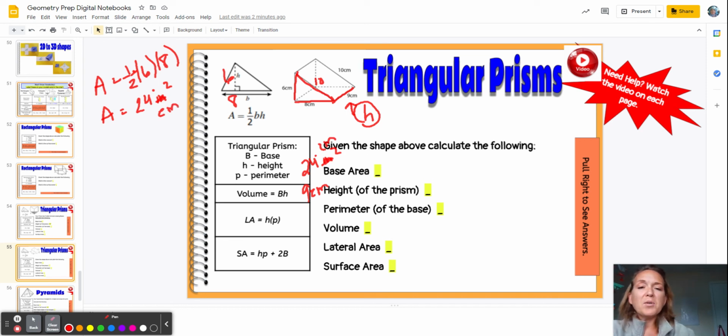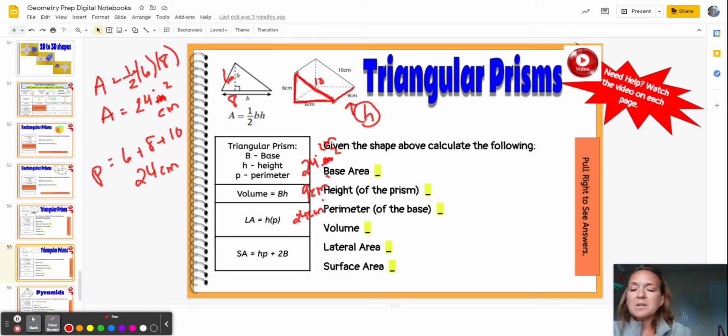Then we've got the perimeter of the base. The perimeter of the base is that 6 plus 8 plus 10. So P is the distance all the way around that base. 6 plus 8 plus 10, I think, is also 24, but this is going to be centimeters, just centimeters, right? So centimeters, that's linear. That's an invisible exponent of 1. Same as the height, invisible exponent of 1, whereas that base area was centimeters squared.